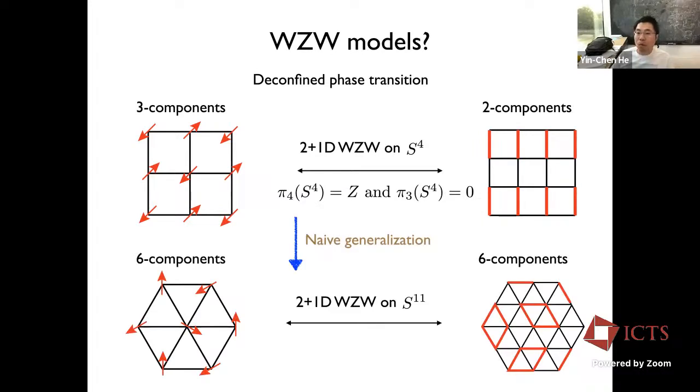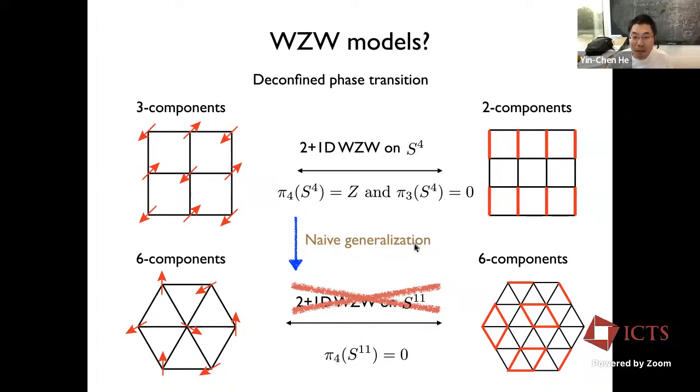So now, what if we just do a very naive generalization? We just put those 6 components and those 6 components of order parameter together, making it live on the 11-sphere. But can I get a Wess-Zumino-Witten term? Then you can easily realize that this won't work, because S^11 has a non-trivial π_4. So then you cannot define the Wess-Zumino-Witten term at all. So then we should do something smarter.